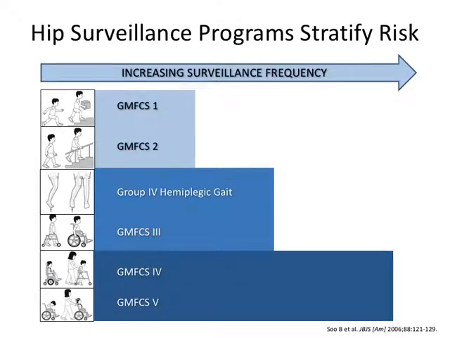And so all of the hip surveillance guidelines really stratify the hip surveillance with GMFCS level 1s and 2s getting the least, the group 4 hemiplegic gait and GMFCS level 3 getting kind of an intermediate level of frequency for hip x-rays and clinical exams. And finally, the GMFCS level 4s and 5s having the most.